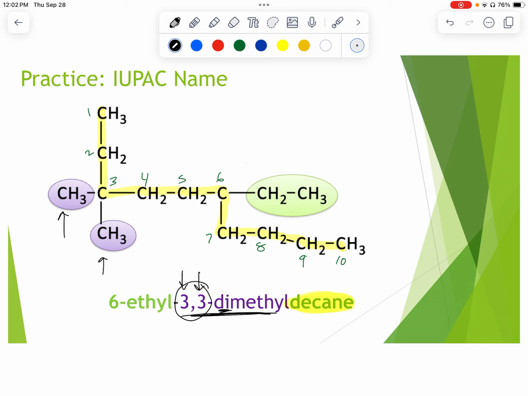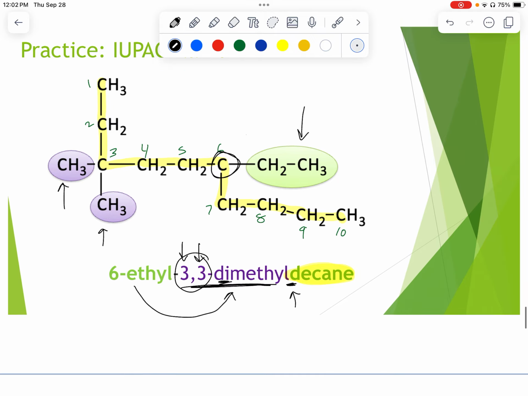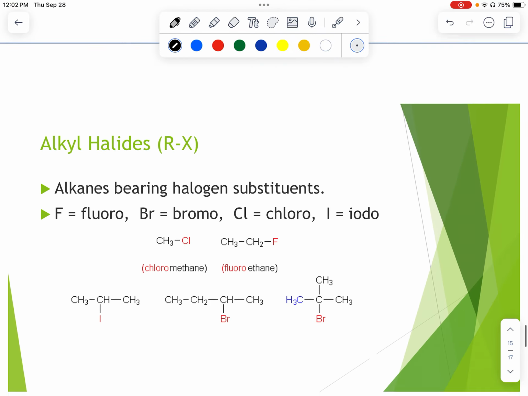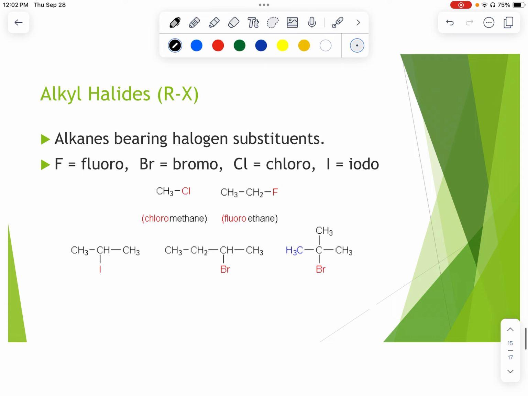And then there's just one ethyl group. It's coming off of carbon number 6. And ethyl comes before methyl alphabetically. Another thing I want to point out to you is there's not a space here. There's no space. So when you type that in and you type these big long names into the computer, there's no spaces. Here's these alkyl halides.